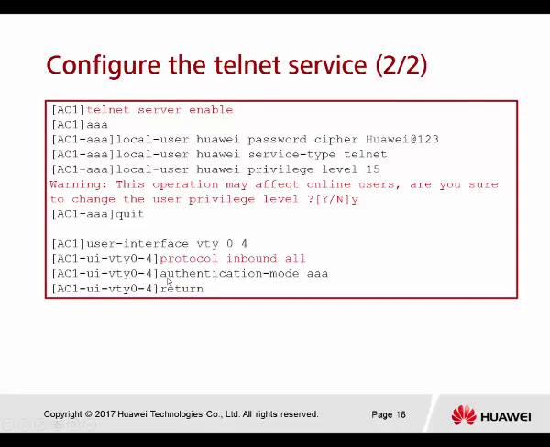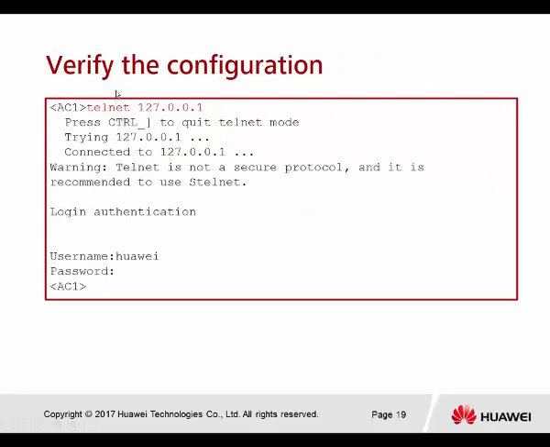Authentication. For Telnet authentication, we can use no authentication, AAA, or a password. Of course, using AAA is more secure. We can create different user accounts with different privilege levels. Then you can use Telnet followed by the IP address. You see, it will ask you for the username and the password.